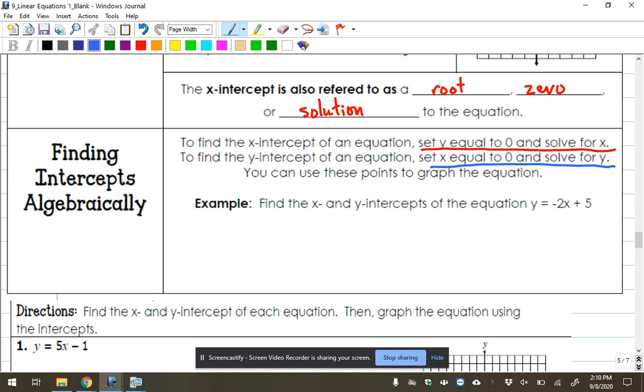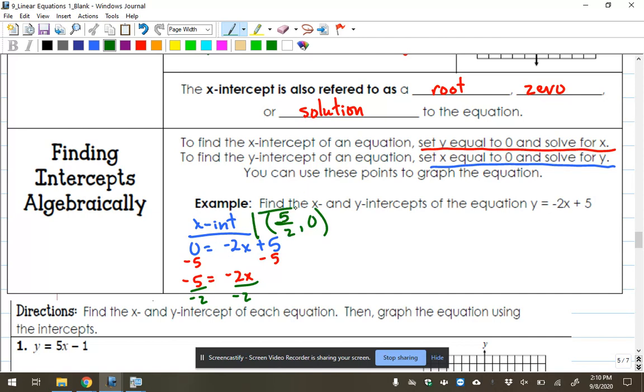So for this example, we got y equals negative 2x plus 5. Let's find the x-intercept. So we're going to plug a 0 in for y. 0 equals negative 2x plus 5. Subtract 5. Negative 5 equals negative 2x. Divide by negative 2. It would be 5 over 2, 0 as the x-intercept. I'm writing it as an ordered pair.